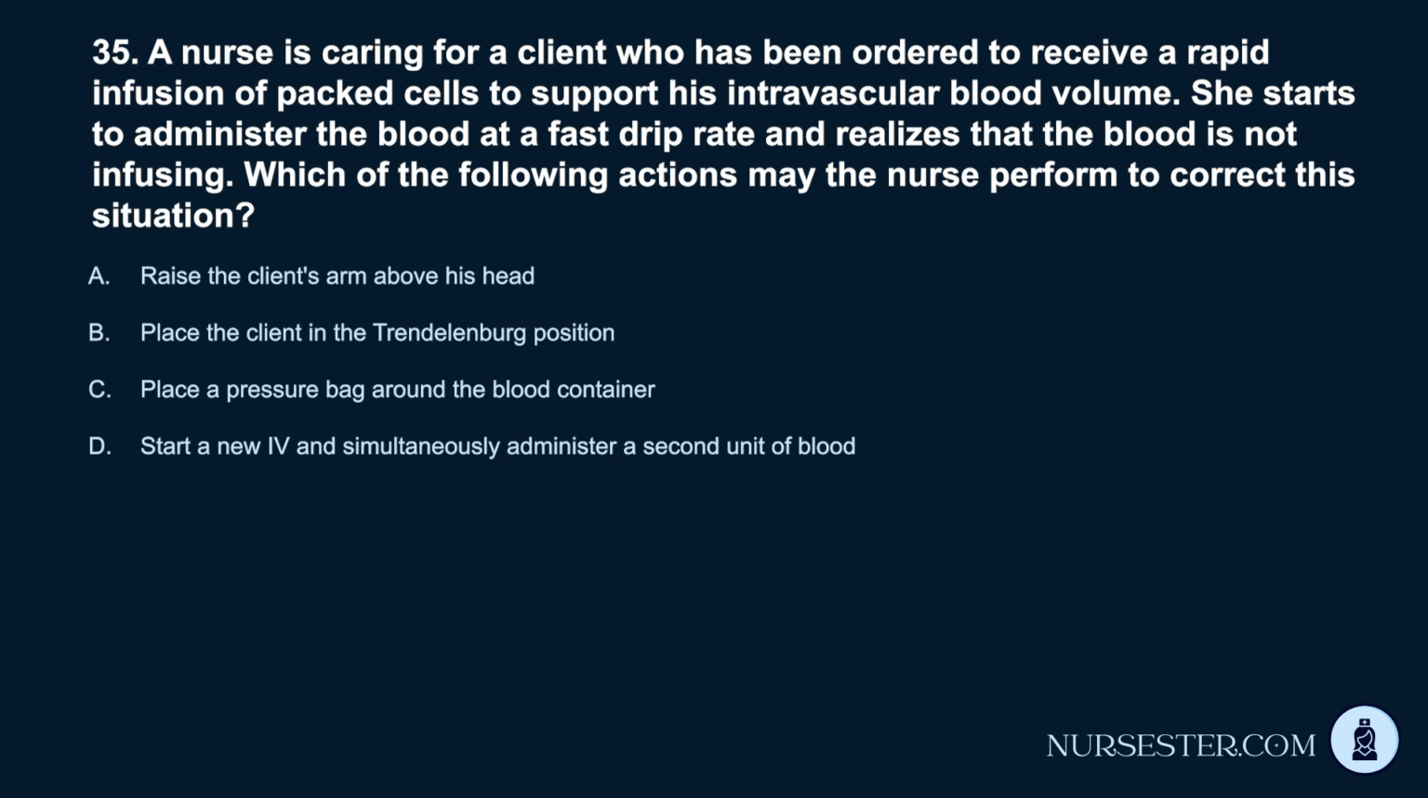A. Raise the client's arm above his head. B. Place the client in the Trendelenburg position. C. Place a pressure bag around the blood container. D. Start a new IV and simultaneously administer a second unit of blood. Correct answer: C. Place a pressure bag around the blood container.